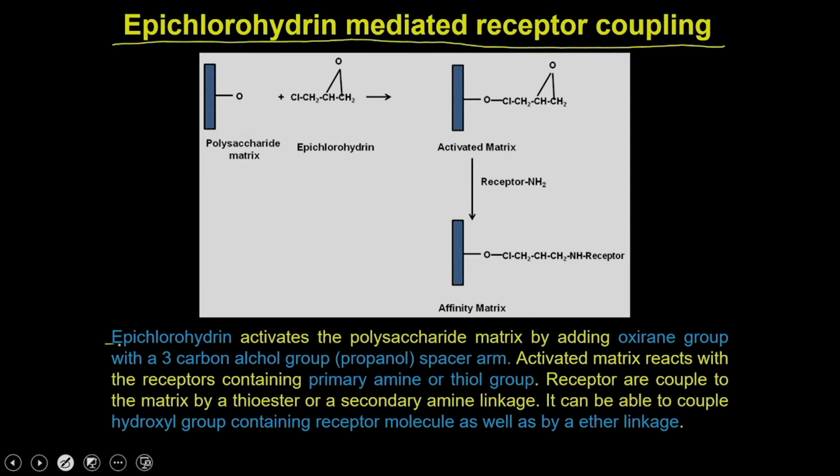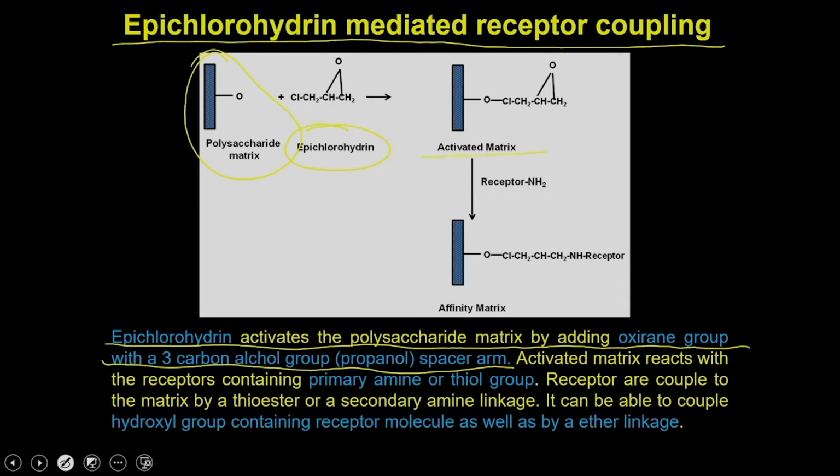Epichlorohydrin activates the polysaccharide matrix by adding the oxirane group with a 3 carbon alcohol group spacer arm. So, you have the polysaccharide matrix, then you incubate it with the epichlorohydrin, and that generates the activated matrix, which has the oxirane group. Now, you add the receptor which contains the primary amine, which means the protein which contains the NH group.